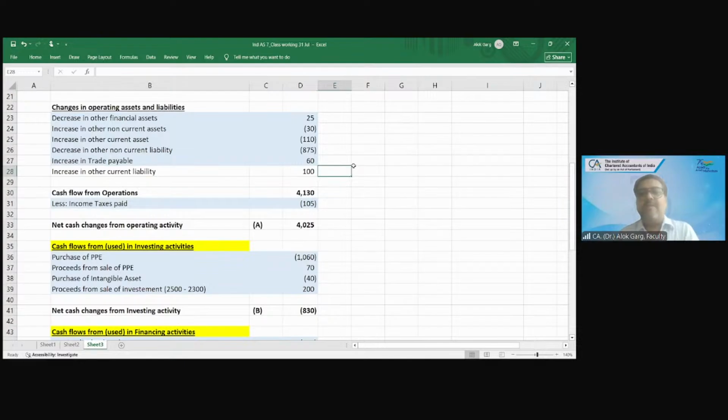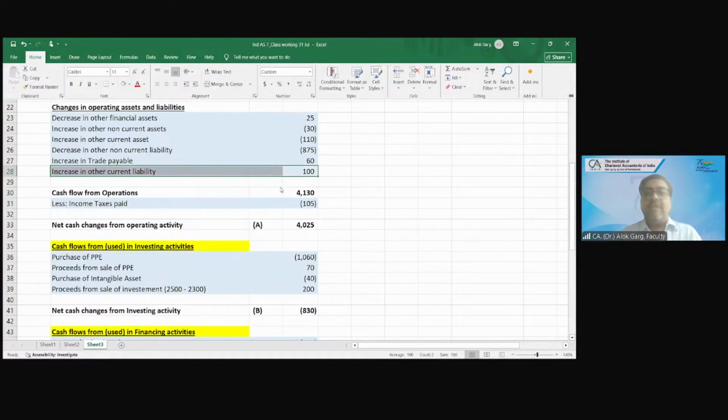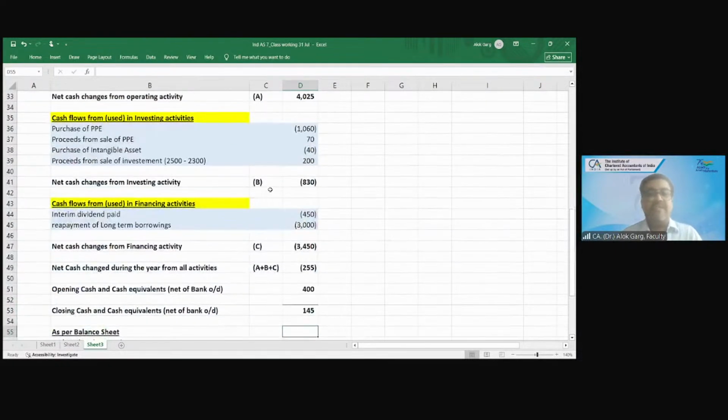Increase in other current liability, it has also increased from 200 to 300. It means your cash is increasing. So you will get a cash flow from operations of 4130. This is your net cash change from operating activity. This is your investing activity. This is your financing activity. Your net cash change from all the activity, A plus B plus C, is negative 255.